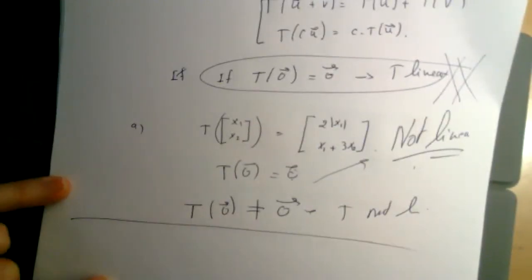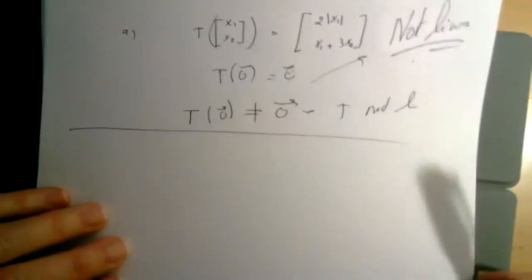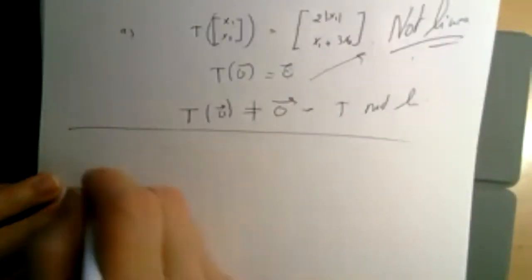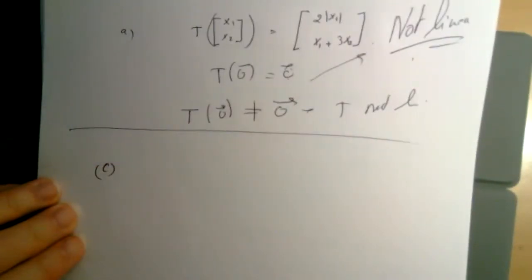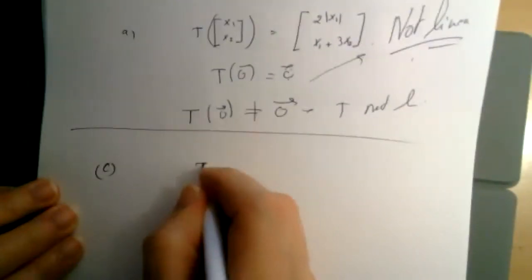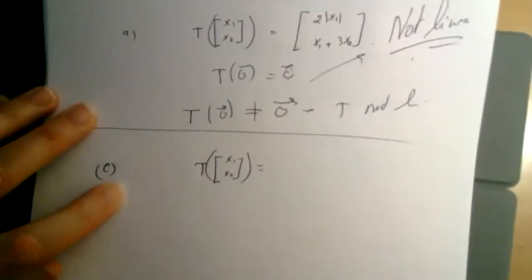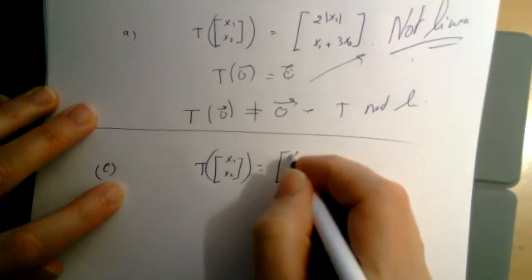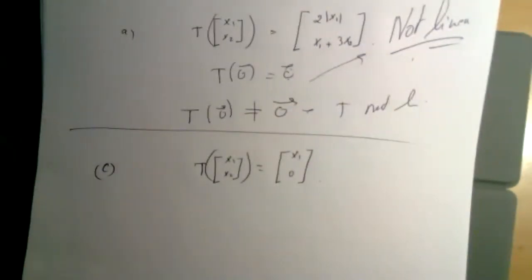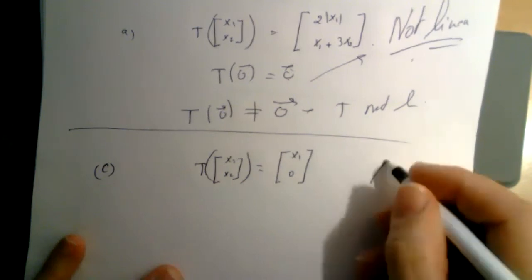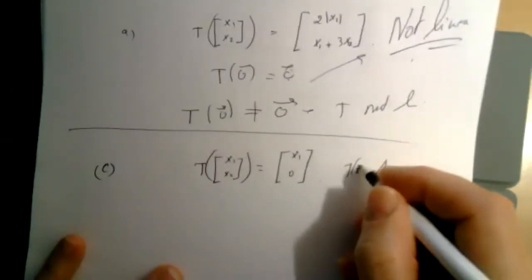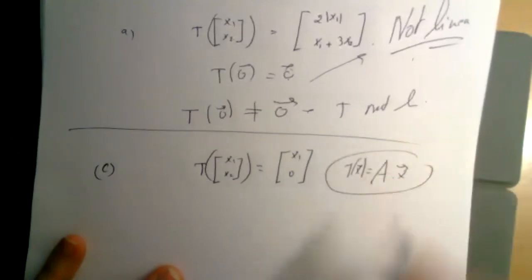All right, so with this in mind, problems B and C gave some of you a question. I will do C, and you guys look up B on the solution. C was the following. I gave you T of x1, x2 equal to x1, 0. And the question was, is this transformation linear? And if so, give me the matrix A such that T of x equals A times x.